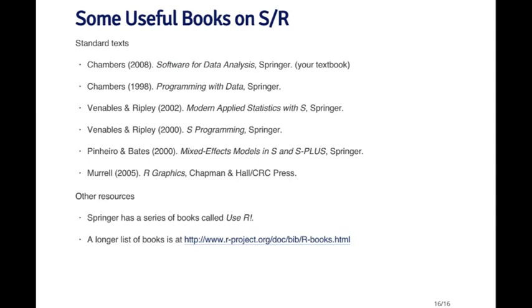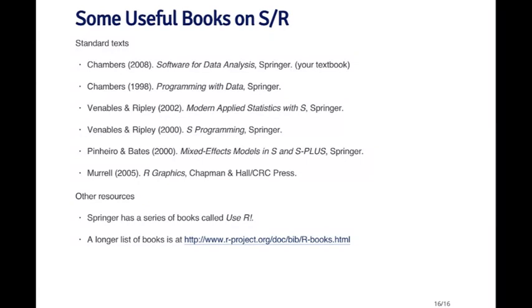So I'm just going to end here with a couple of texts that are standard or classic texts in this area. Of course, the books by John Chambers, Software for Data Analysis and Programming with Data, both published by Springer. And then there's two books by Bill Venables and Brian Ripley. One is called Modern Applied Statistics with S, and another one's called S Programming. Although they talk about S in the title, these books are both very relevant for R programming too. There's a book by Pinheiro and Bates, which is Mixed Effects Models in S and S+. That's also quite useful for R programmers too. And finally, Paul Murrell, who designed the R graphics system, has written a book called R Graphics, and actually it's currently in its second edition right now.